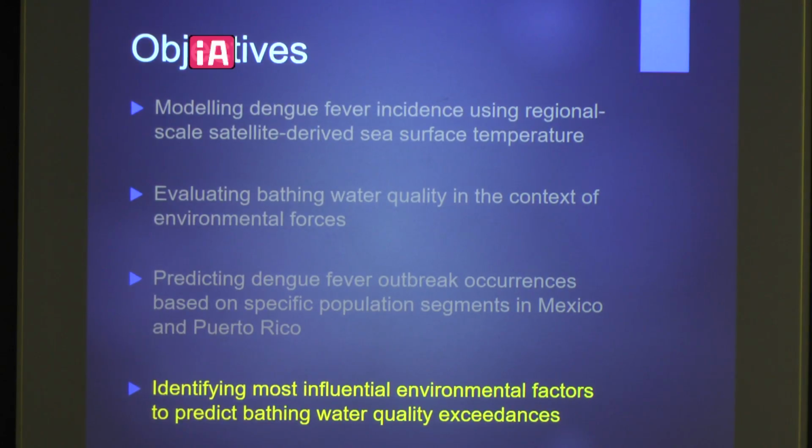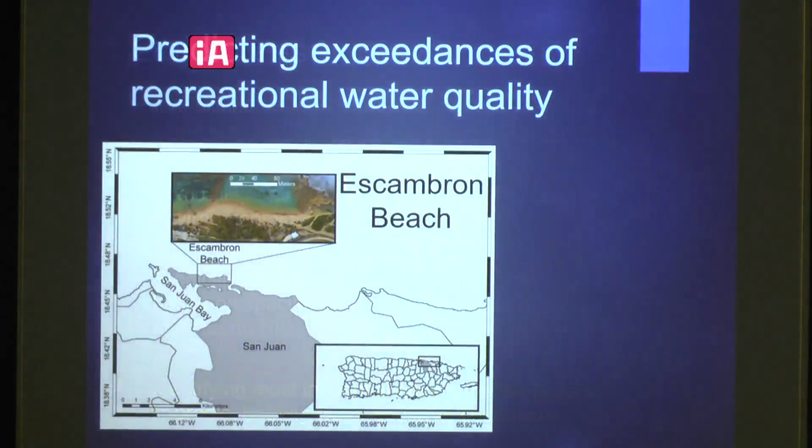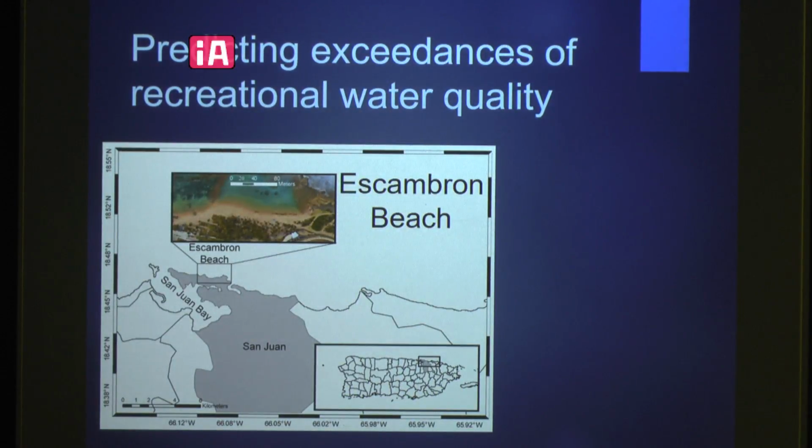For the last objective of my dissertation, I look at identifying the most influential environmental factors to predict bathing water quality exceedances. And in this case, we go back to Escambron Beach in San Juan, Puerto Rico. And we're talking about an area that has a swimming season of 365 days a year. So basically, you go to the beach every day. It doesn't matter what season it is.